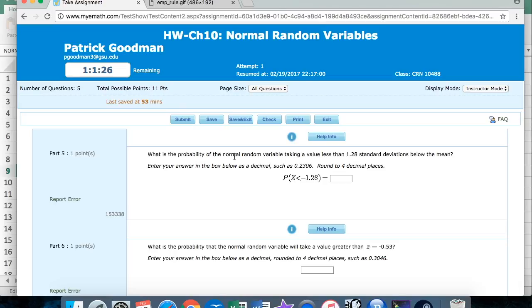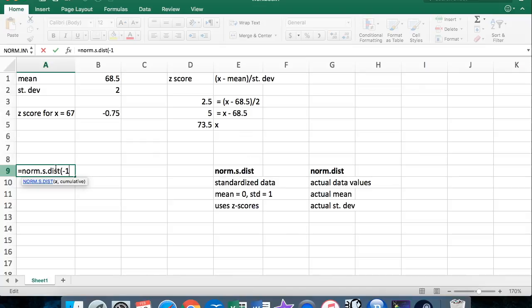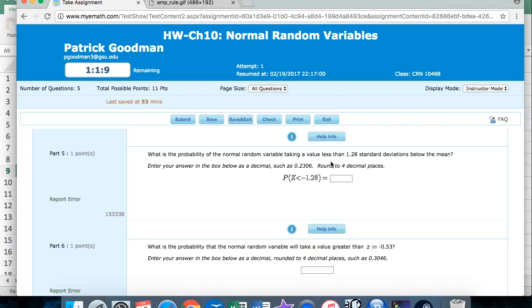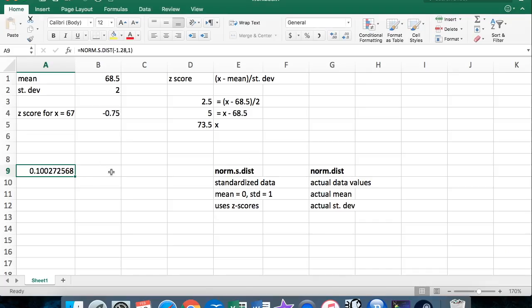Okay, so what is the probability of the normal random variable taking a value less than 1.28 below the mean? So their z-score is negative 1.28 because it is below the mean. Remember, values below the mean are negatives, values above the mean are positive, and it's cumulative. Okay, so then this is our solution right here. You want to take a value less than this, so the probability that z is less than the z-score of negative 1.28, and we got it.